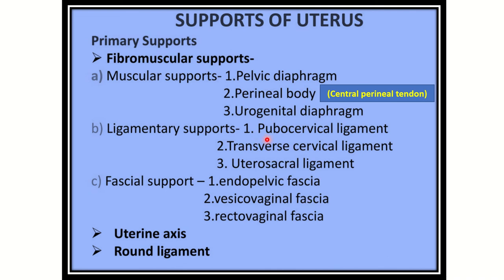And we also can see some ligaments such as the pubocervical ligament, transverse cervical ligament, uterosacral ligament, and some fascia: endopelvic fascia, vesicovaginal fascia, and rectovaginal fascia, and also the normal axis of the uterus, which is anteverted, anteflexed, and the round ligament. So they all contribute to the support of the uterus. So again: pelvic diaphragm, perineal body, which is the central perineal tendon, urogenital diaphragm, pubocervical ligament, transverse cervical ligament, uterosacral ligament, and the fascia, uterine axis, and round ligament.